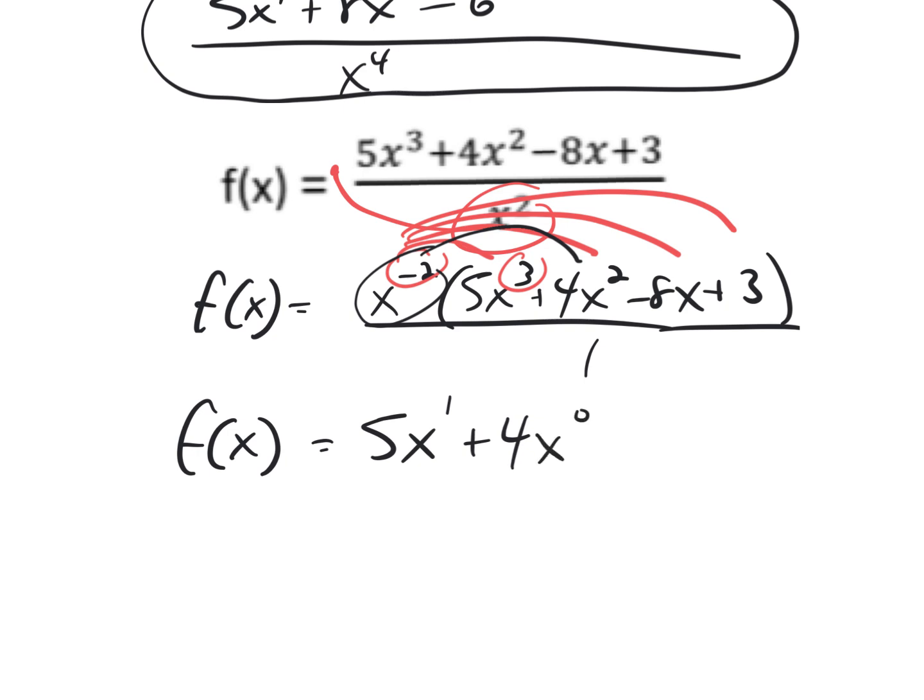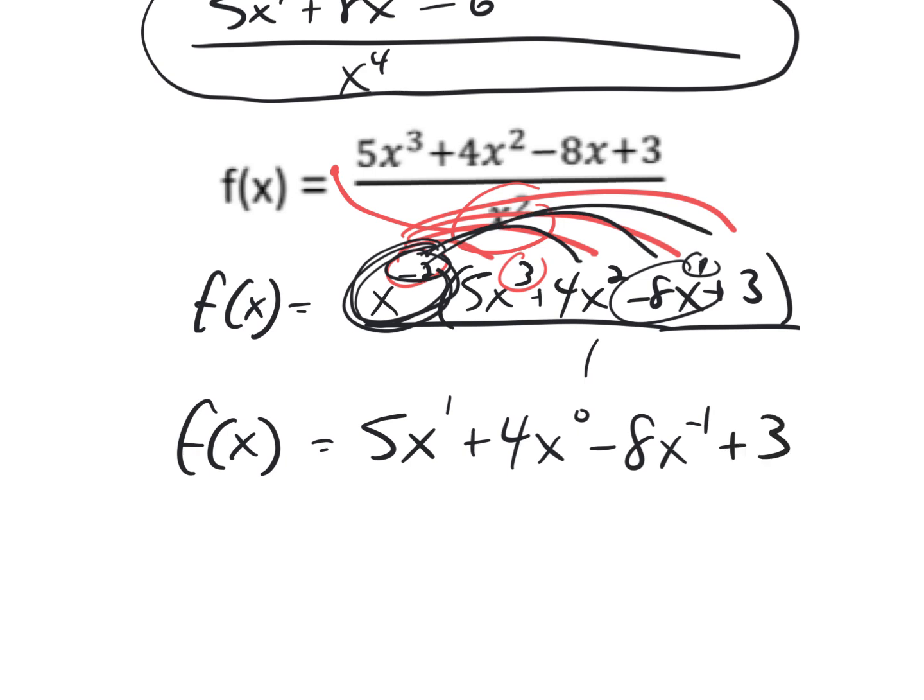I'm going to write x to the 0 so you see what happened to it, but it's just 4. Here, x squared times negative 8x is negative 8x to the negative 1, because negative 2 plus 1 is negative 1. And then x to the negative 2 times 3 is 3x to the negative 2.